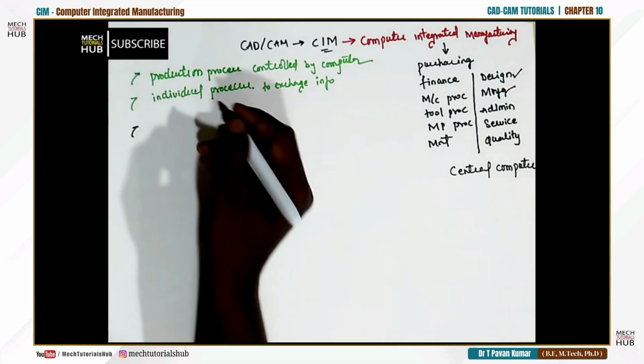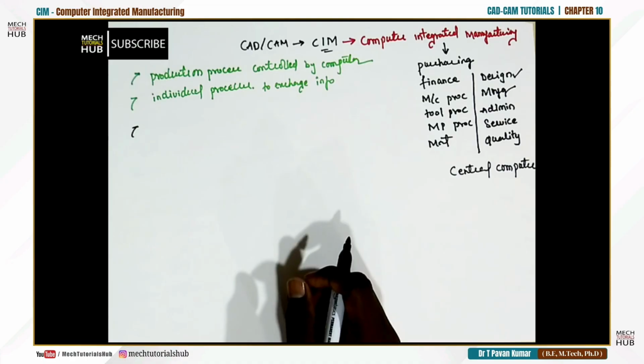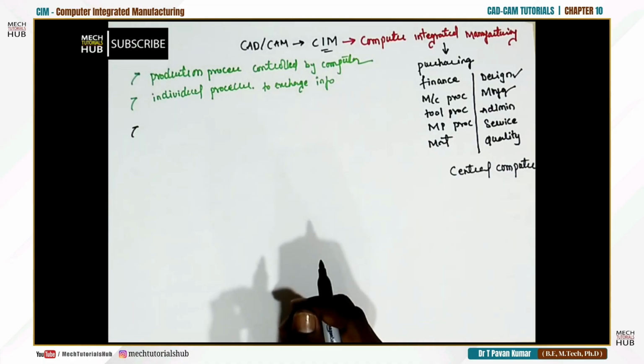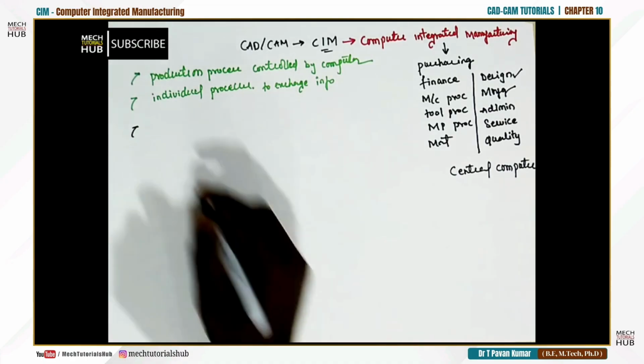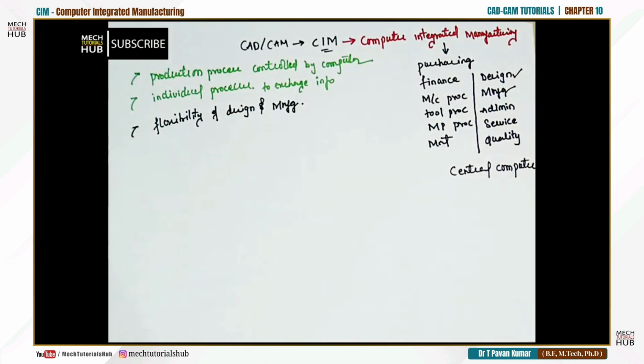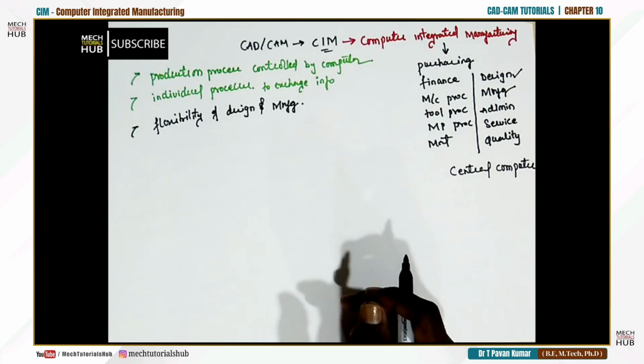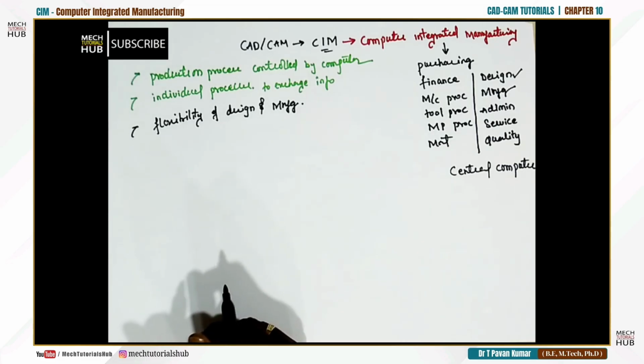In other words, with the introduction of computer integrated manufacturing, there is a lot more improvement in the flexibility of design and manufacturing. There is flexibility of design, and everything is possible now. If some error is found at some process level or after some time span, it can be rectified so easily, and errors can also be found so easily.